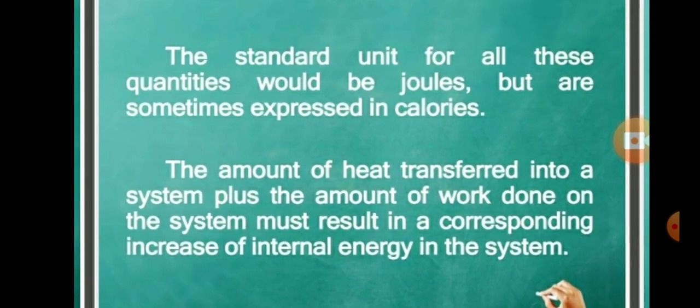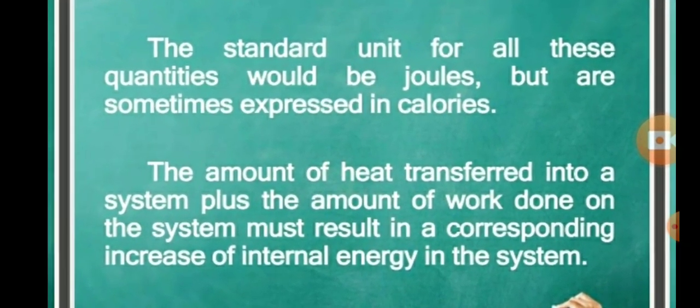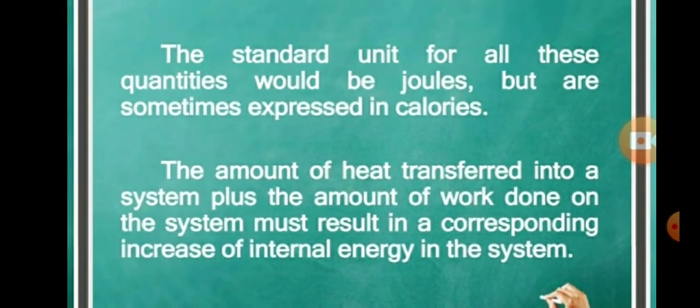Now the unit: we know that work done and heat can be expressed in terms of the unit of joule. Yes, obviously heat and work done can be expressed in joule. So from these two units, we can say that the unit of the internal energy should be joule, because both are additive properties. Sometimes it can be expressed in calories also.